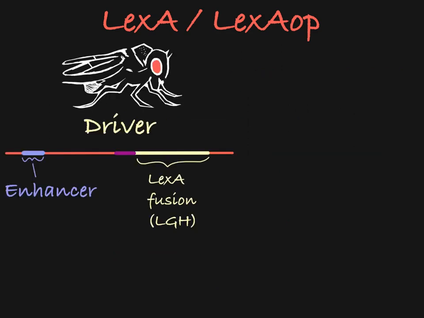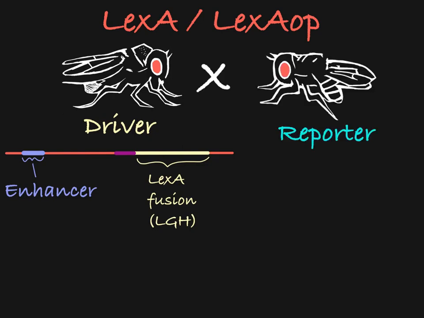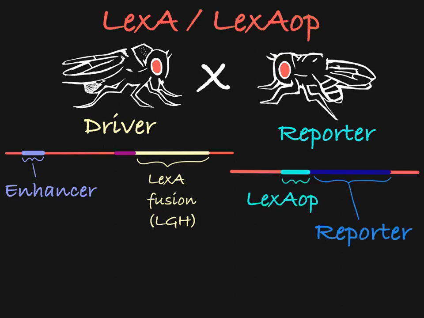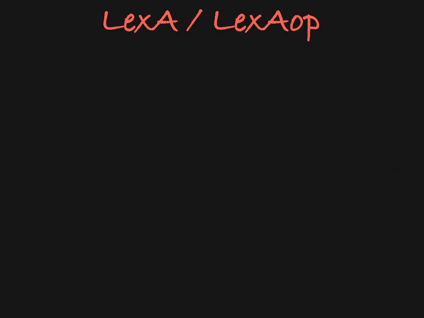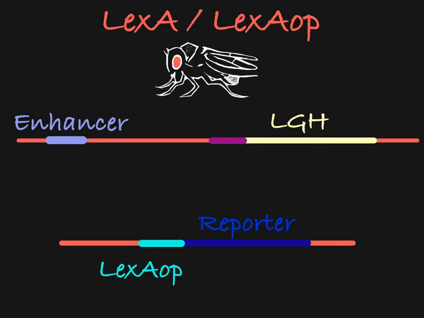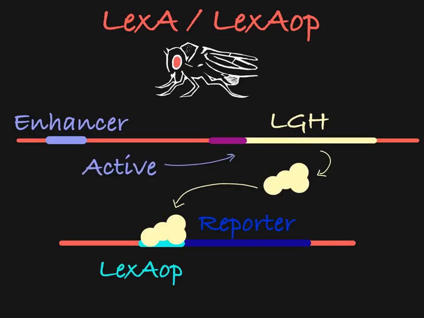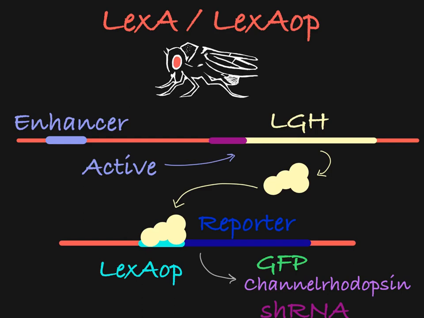So you place a LexA fusion driver line under the influence of a native enhancer. You then cross in a reporter line with the LexAop promoter linked to a reporter gene. You now have another binary expression system. The reporter genes can be any of the reporters I mentioned earlier, GFP for identifying where the enhancer in the driver line is active, channel rhodopsin or shRNA for later manipulation. All of these reporters can be used with the LexA-LexAop system to investigate gene function in cells.